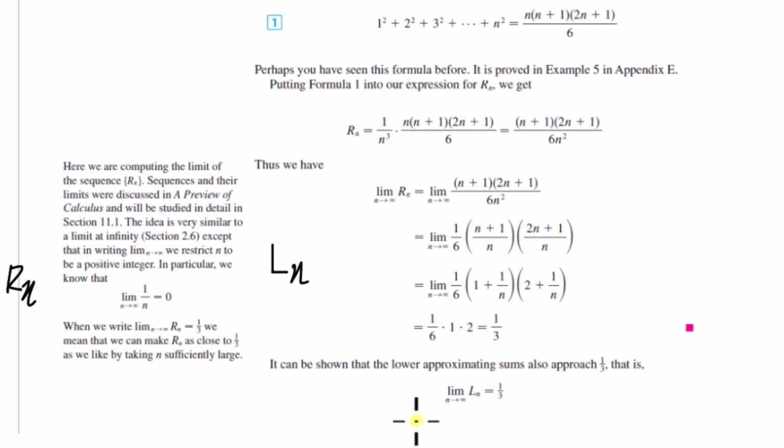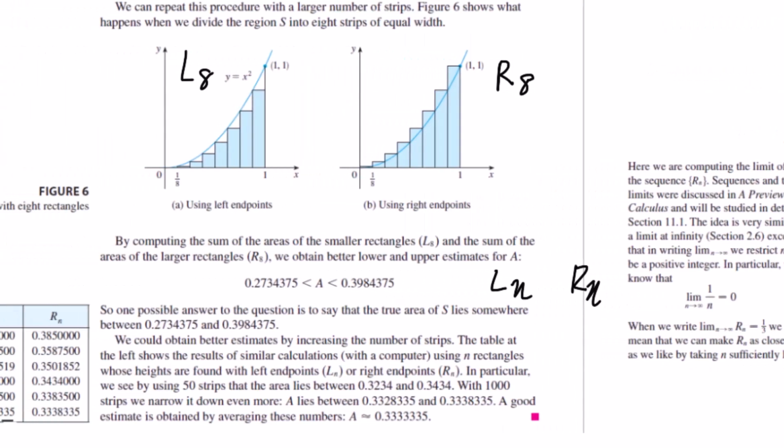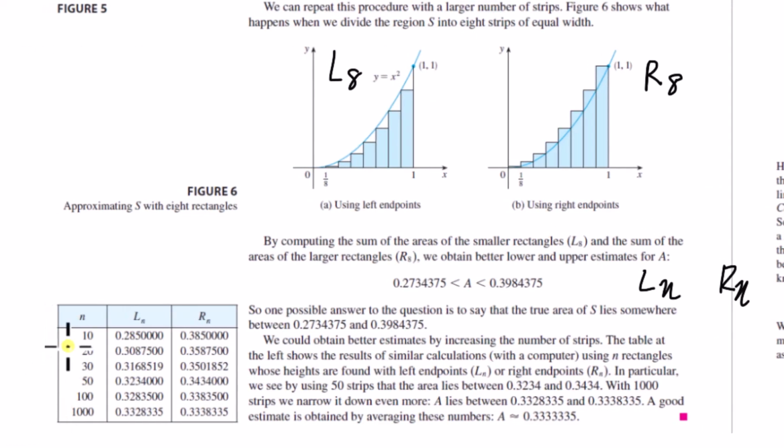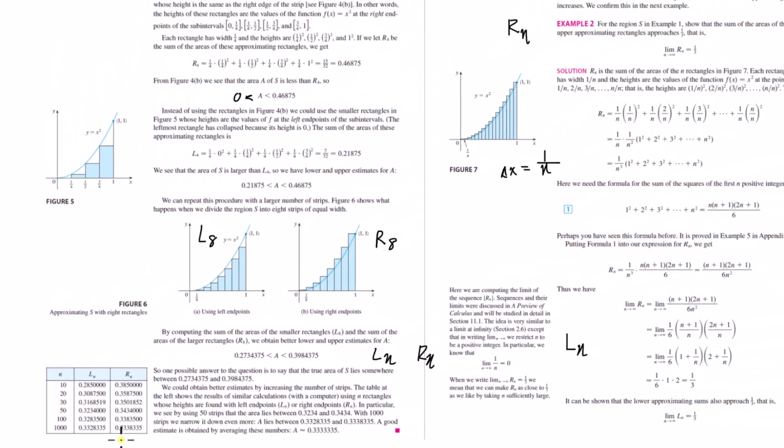That's perfect. So when n doesn't go to infinity, if you have some finite value of n, if we come back here, for any of these finite values, even at 1,000, L sub n and R sub n are not the same. In this case here, they're close, but they're not the same. But in the limit as n goes to infinity, the limits of L sub n and R sub n match.